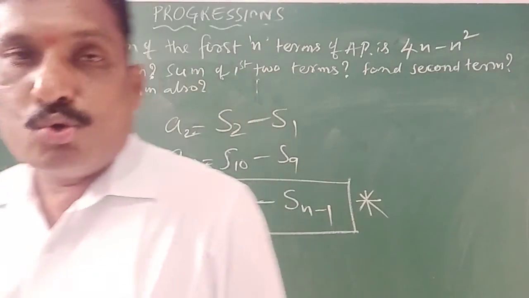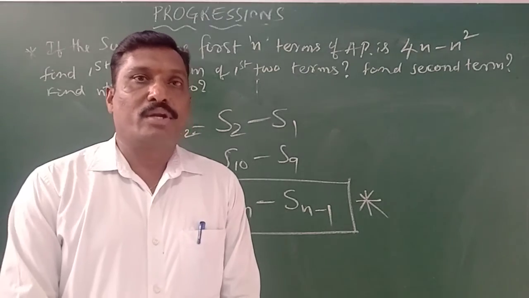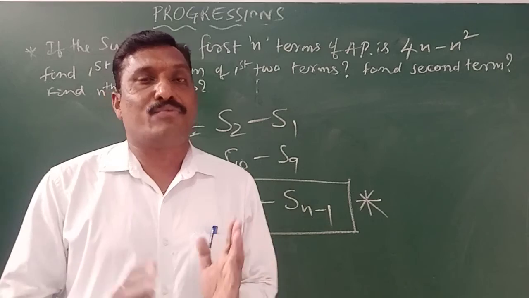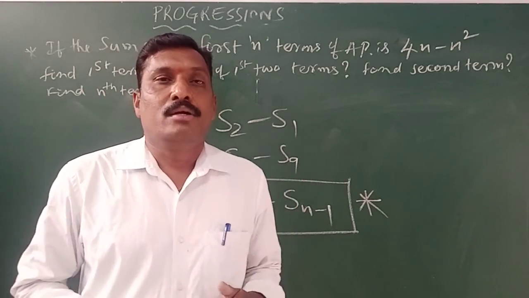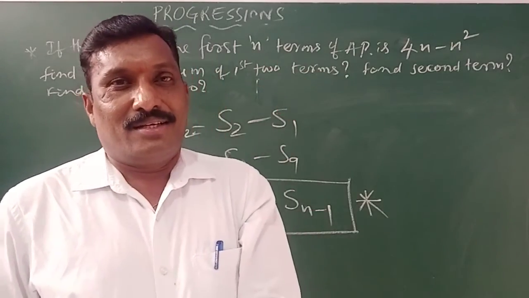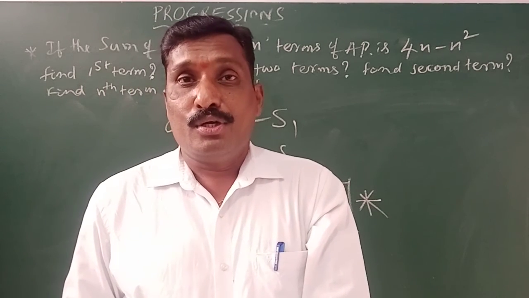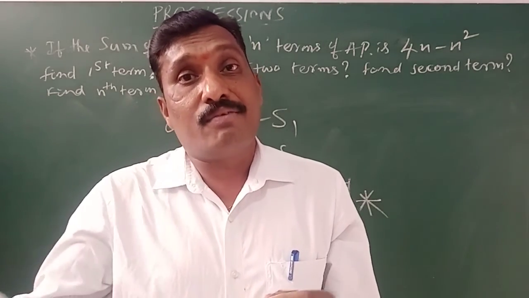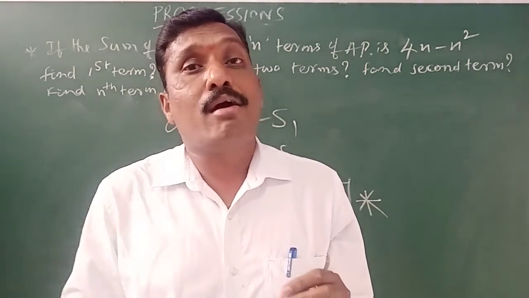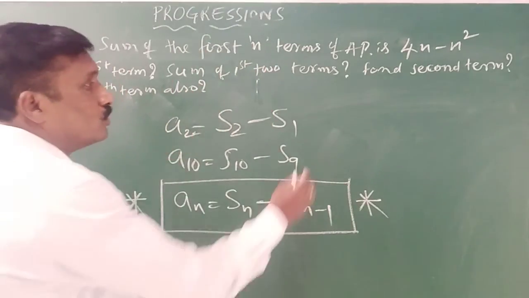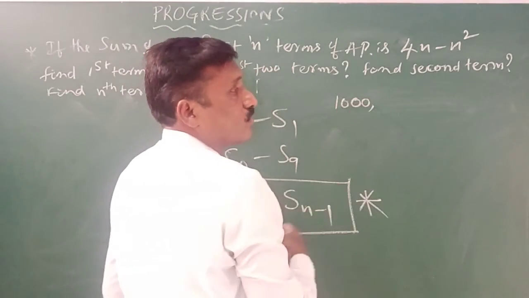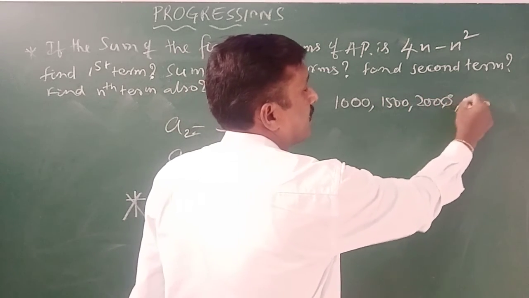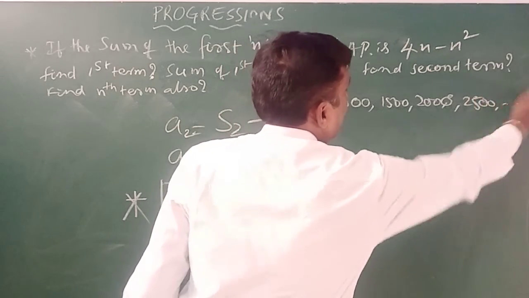I hope you enjoyed this arithmetic progression topic. You have some more verbal problems. You try to make the progression first. For example, in the beginning of the chapter I have taken the example. You have 1000 rupees in the bank. Your parents are giving 500 rupees monthly. So you are going on adding. So you will have first 1000. Your parents have given 500, so it is 1500. Next 500. Next 500.